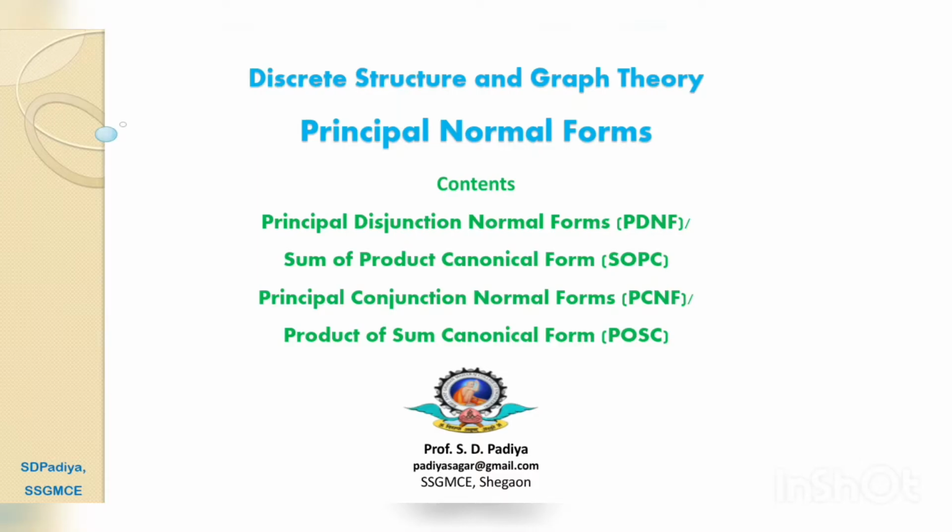Hello guys, in discrete structure and graph theory, here we are discussing a very important topic, that is principal normal forms. Here we are discussing two points. The first is principal disjunction normal form, or the sum of product canonical form. The second point is principal conjunction normal form, also called the product of sum canonical form.